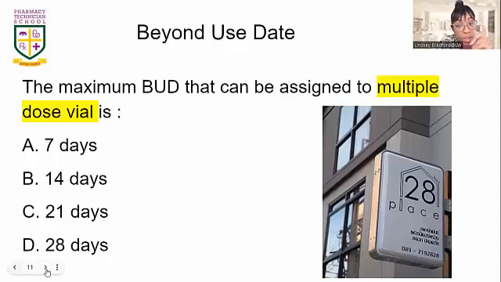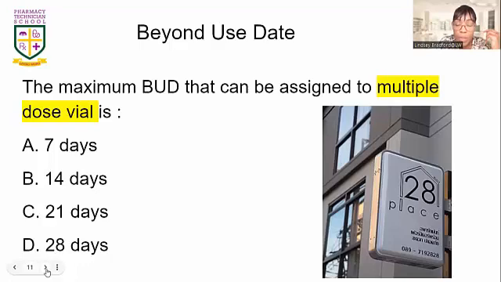The beyond use date, here we are again. The maximum beyond use date that can be assigned to a multiple dose vial. When you hear that word multiple dose vial, I want you to think about, what does the word multiple mean? That means it can be used more than once. Dose, that's how much is being given at a time. Vial is the container. Put those things together.